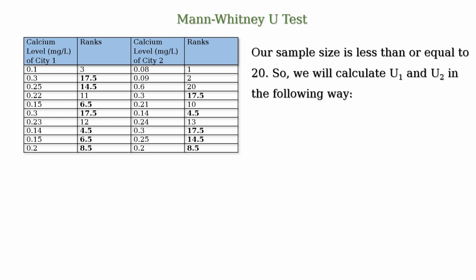Now, our sample size is less than or equal to 20. So, we will calculate U1 and U2 in the following way. U1 is equal to R1 minus N1 times (N1 plus 1) divided by 2, and U2 is equal to R2 minus N2 times (N2 plus 1) divided by 2.